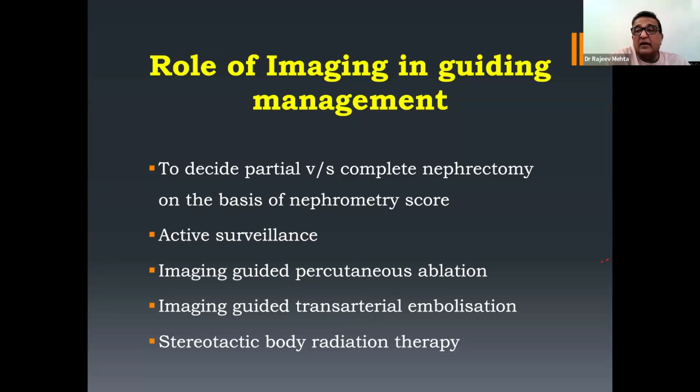Whenever you have a small equivocal lesion, we can keep on repeating the non-invasive modalities like sonography at 3 months or 6 months interval. I would certainly not recommend the CT scan because of the radiation problem. Then image-guided percutaneous ablation, image-guided transarterial embolization in small proven solid masses, and of course, stereotactic body radiation therapy.